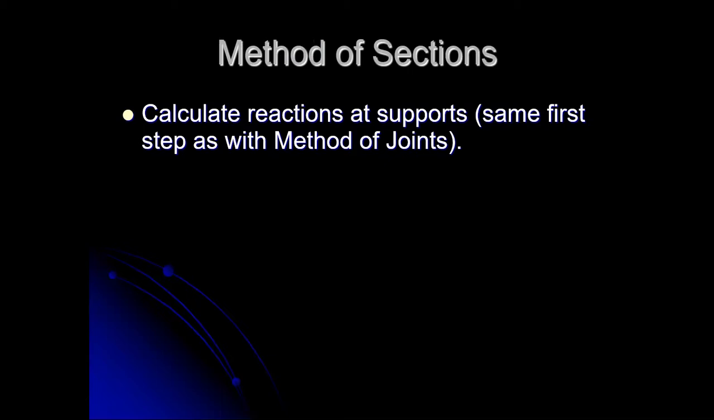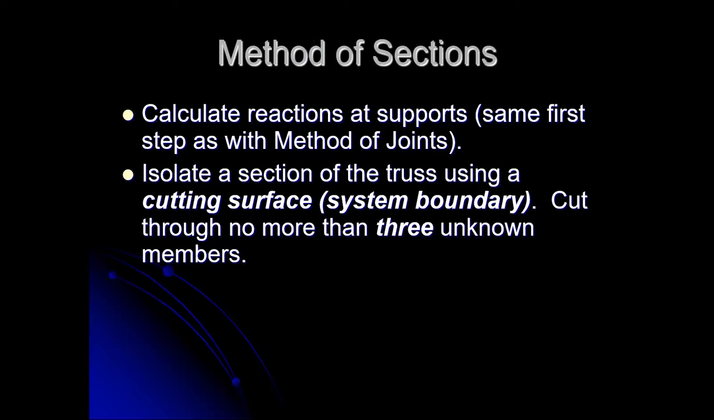Here's where the difference is with step 2. Is we define what we call a section of the truss. Essentially what we're doing is we're using a system boundary. In the external problem, we had the system boundary wrap around the entire truss. In method of sections, we make the system boundary cut partially through the truss. And we set it up so that it cuts through no more than 3 unknown members.